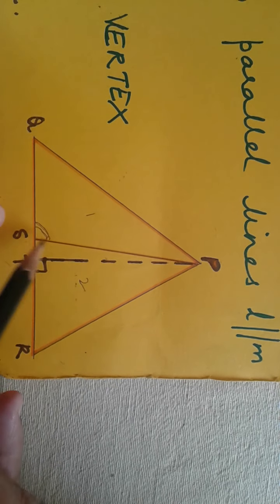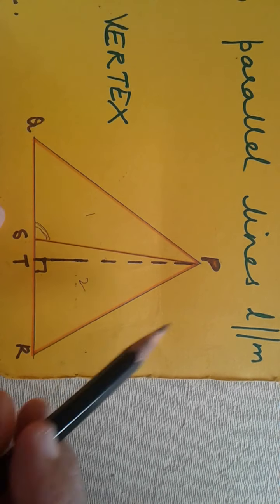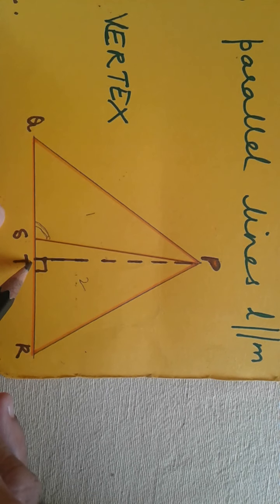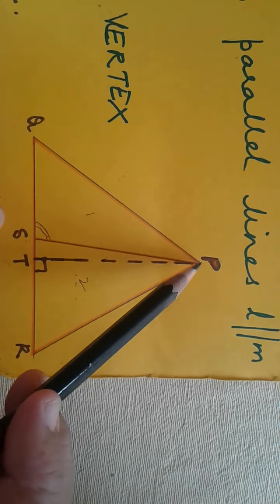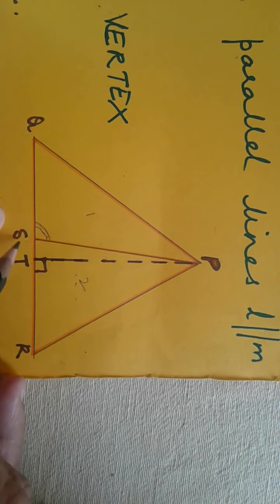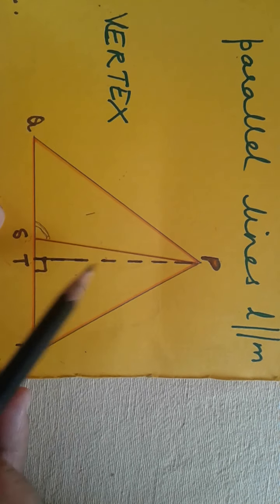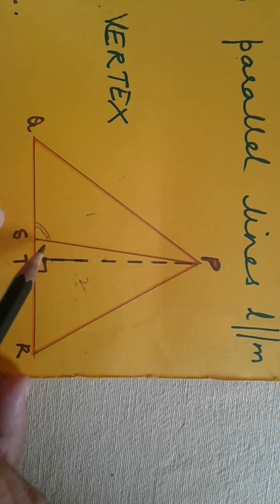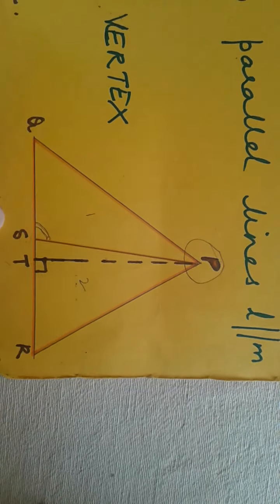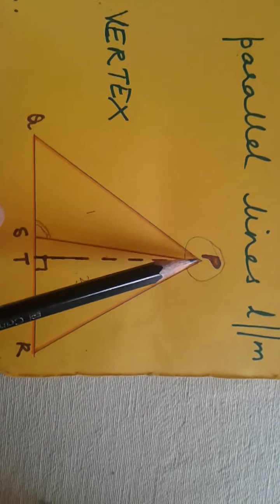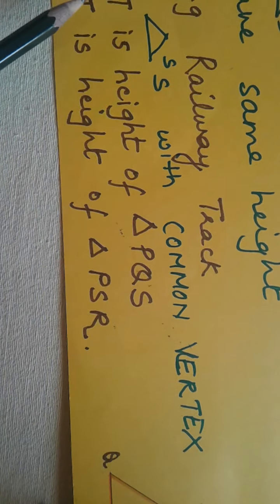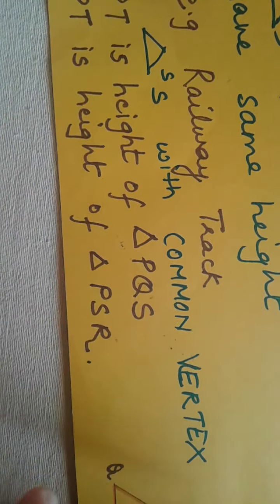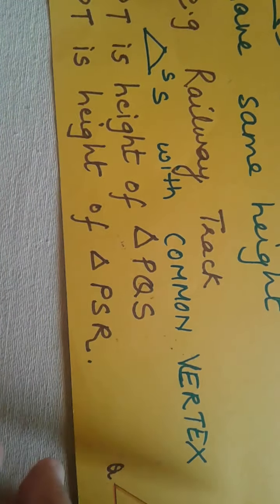Now in triangle PSR, the height of the triangle is PT. So both triangles PQS and PSR have the same, common height, because of this common vertex. Their starting point is P, a common vertex. Therefore, PT is the height of triangle PQS and PT is the height of triangle PSR.